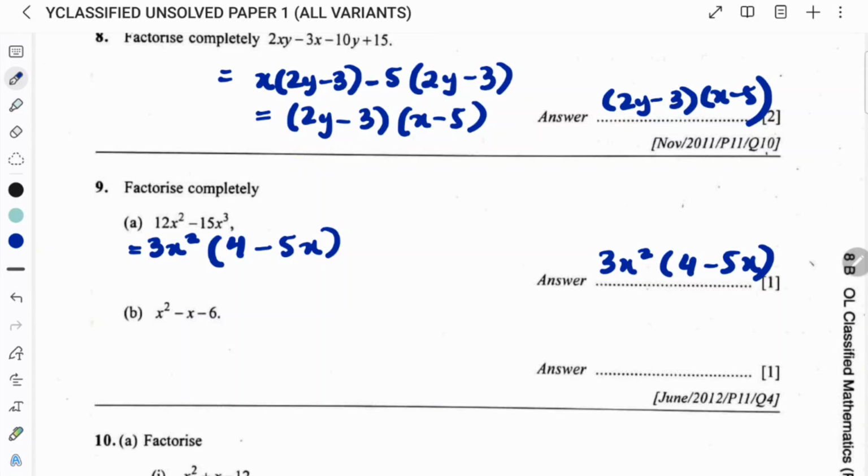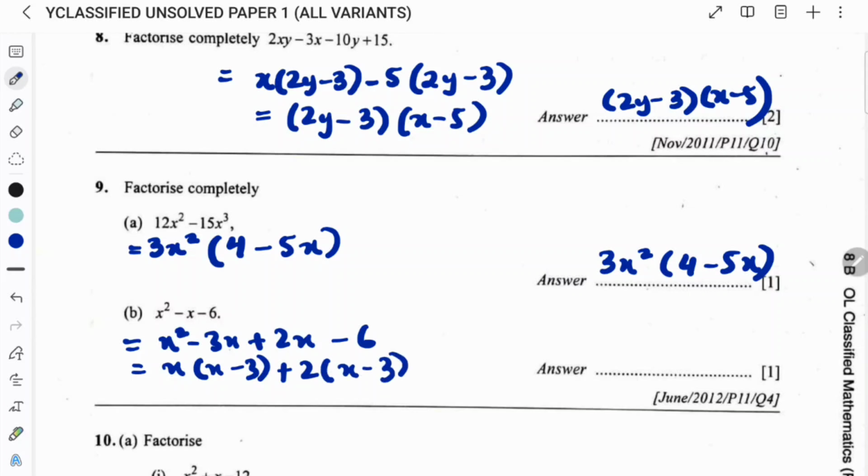Okay, the next part B, again breaking the middle term. 6 ones are 6, so we don't take 6 ones, we take 3 twos are 6. We'll have a difference of one number. Alright, because the product is negative, we take minus 3 and plus 2. x square minus 3x. Why minus 3? Because your x has a negative sign. Plus 2x minus 6. So x common, x minus 3, plus 2 common, x minus 3. It's a very easy topic, x minus 3 and x plus 2.